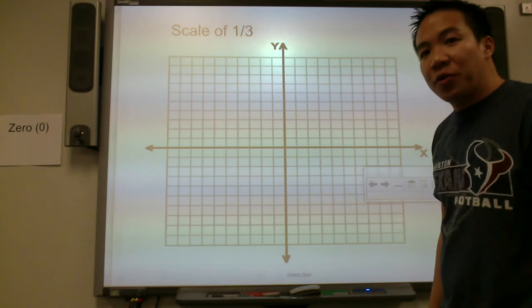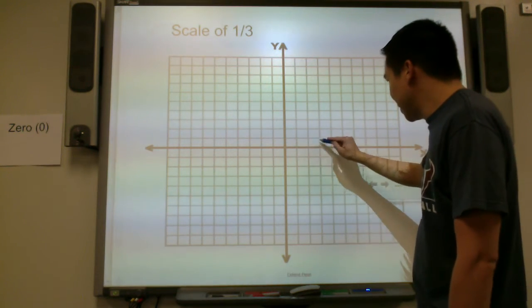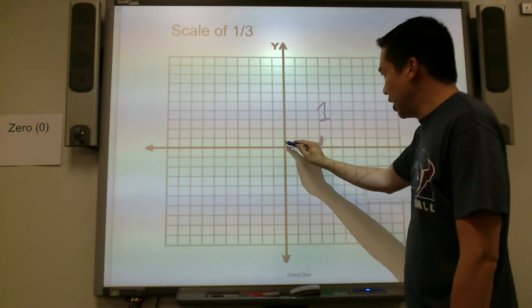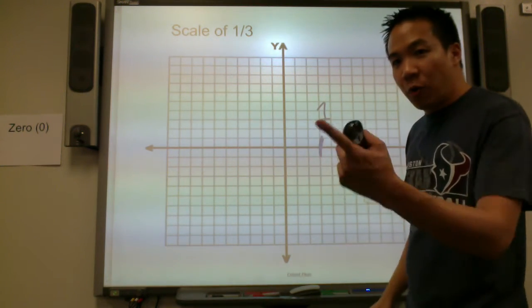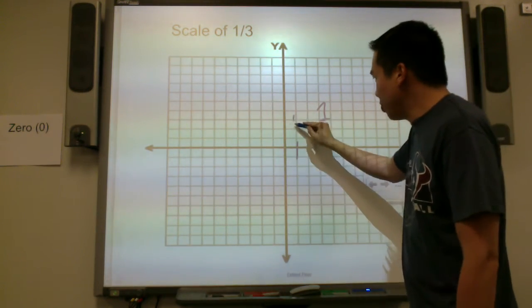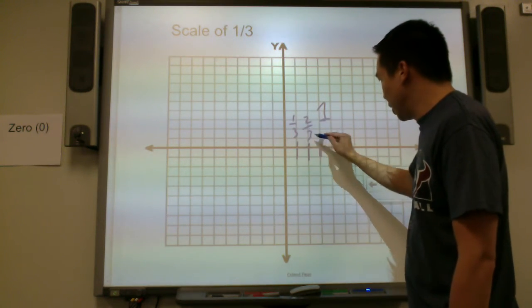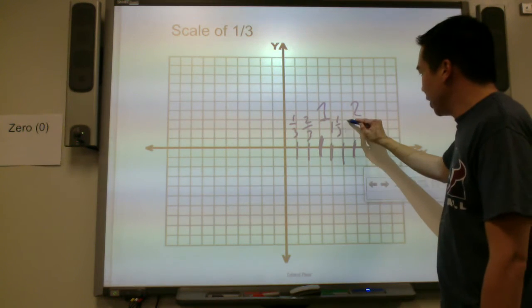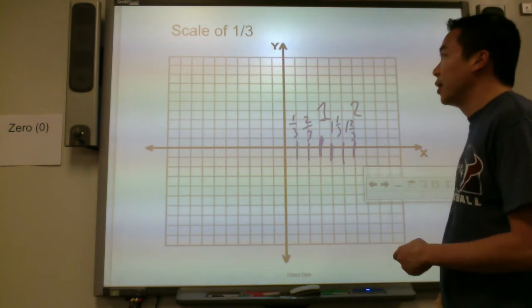What about if you have a scale of a third? So we're right here. If this is 1 whole. So as you see, imagine this is a unit 1. Do we need to go back and look at it? So this will be 1/3. This will be 2/3. If this is 2, then this will be 1 and 1/3. This will be 1 and 2/3.